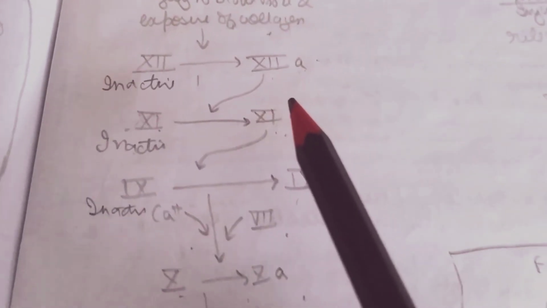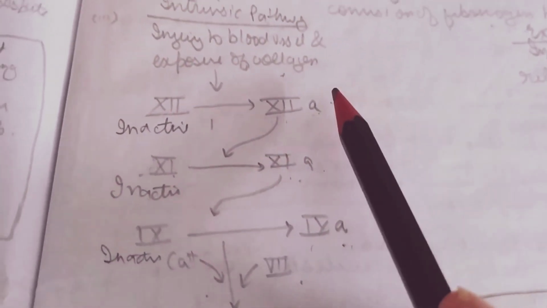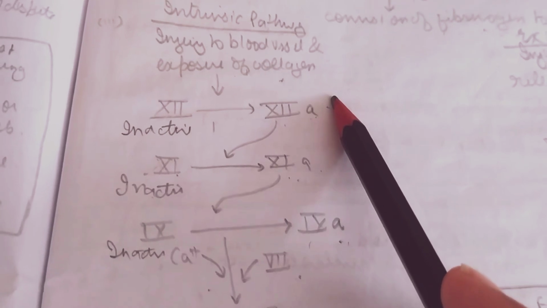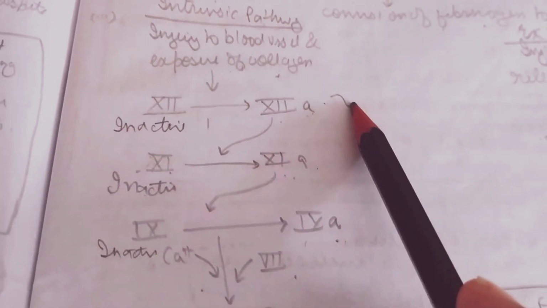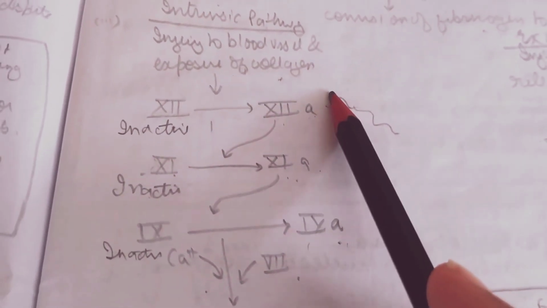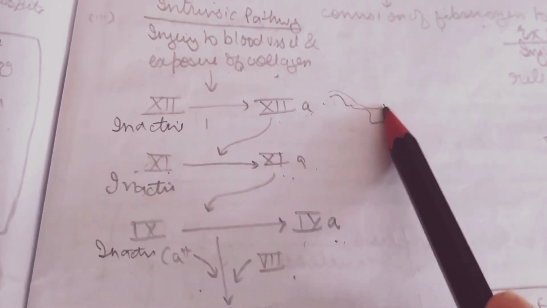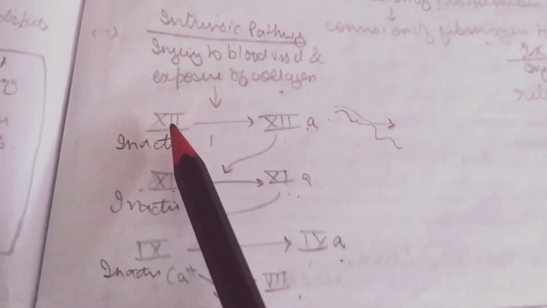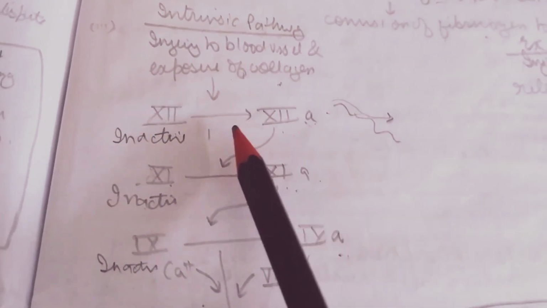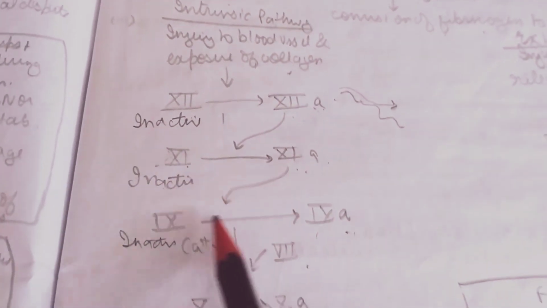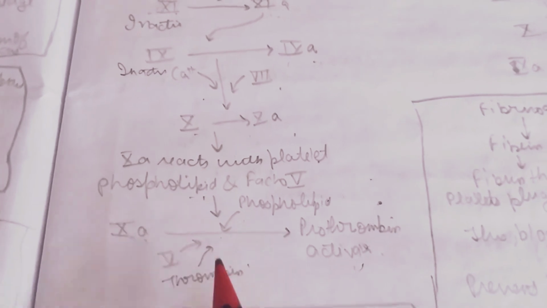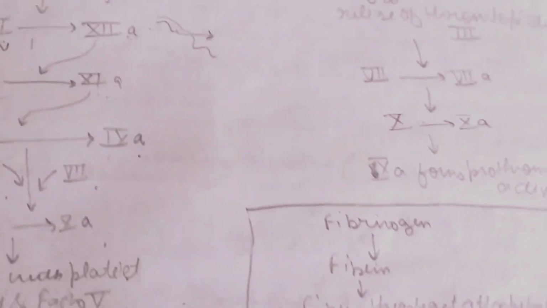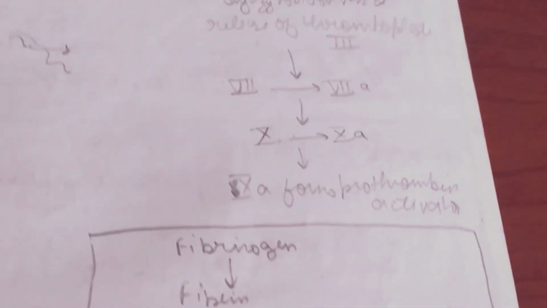Now what do I mean by cascade process? It's like water flowing down river steps, its intensity and frequency increases. So when the inactive 12th factor is converted into active, that's slow. Then the frequency is enhancing, right? Okay. So now let's talk about extrinsic pathway.